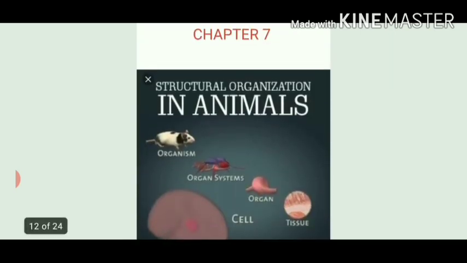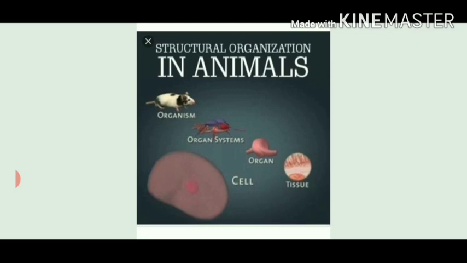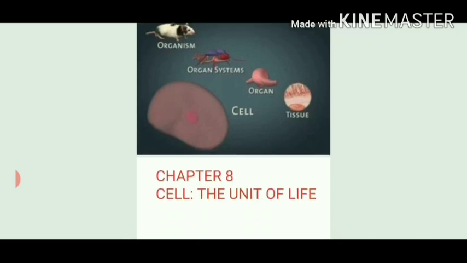Then we have chapter number 7, structural organization in animals, that will talk about how our body has different kinds of cellular organization. We have 4 kinds of tissues in our body: epithelial, muscular, connective, and nervous tissue.